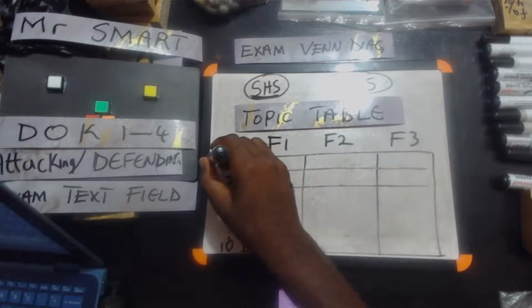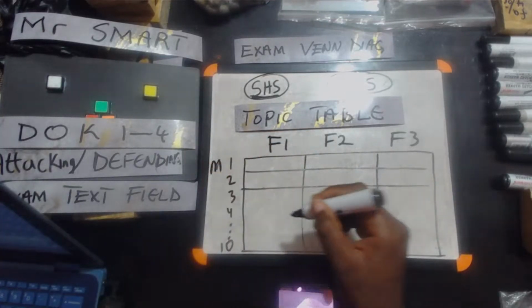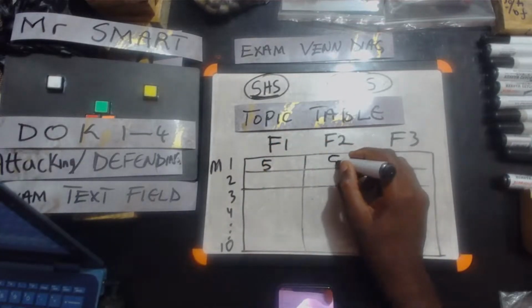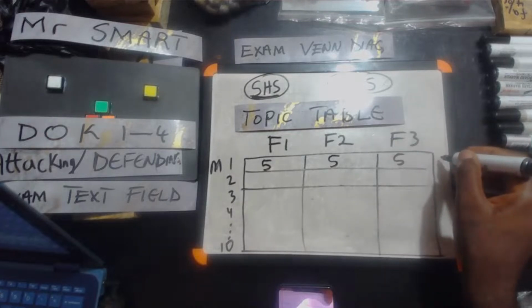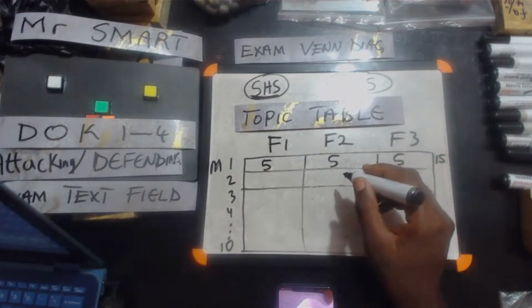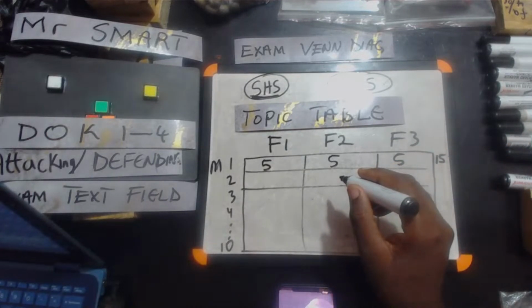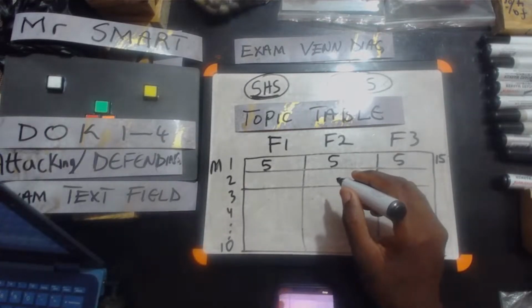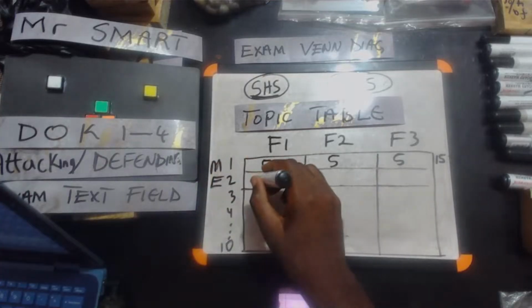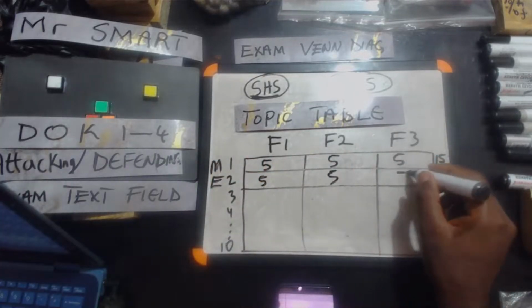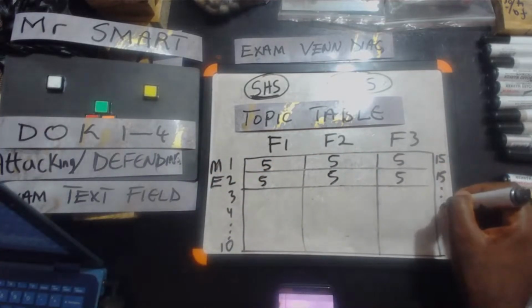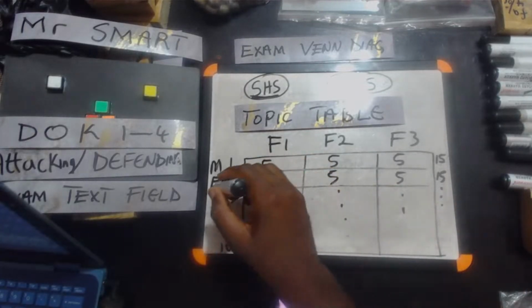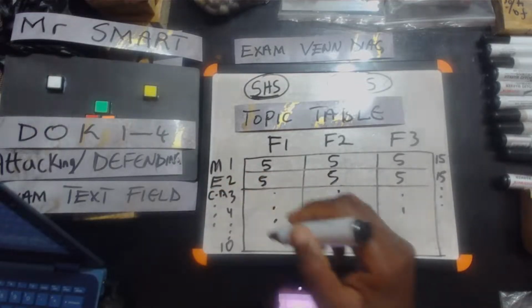Mathematics in JHS, Form 1, 5 topics to cover. Form 2, 5 topics to cover. Form 3, 5 topics. So the total for this is 15. And then when you take, for example, English, 5 topics to cover, 5 topics to cover, 5 topics to cover, that's 15. And it continues for all the subjects, creative art, and so on.